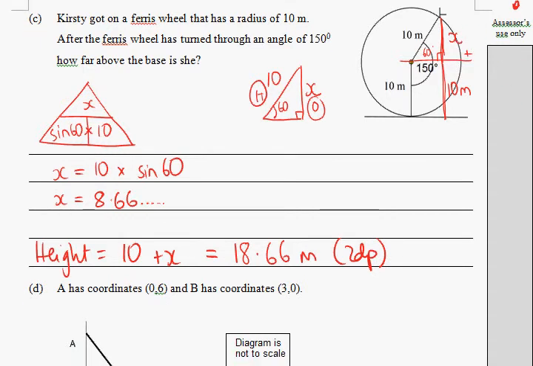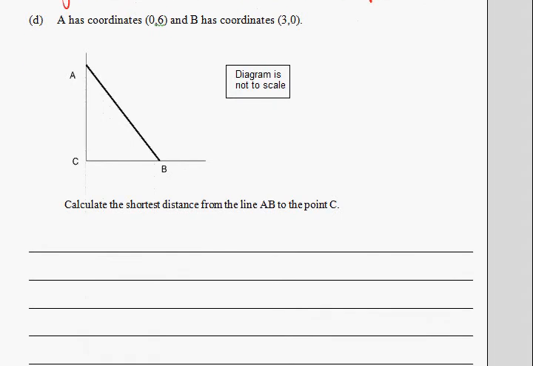Right, last part of this question, quite a hard one. Let's see what we can do with it. A has the coordinate 0, 6. B has coordinates 3, 0. I know about graphs and coordinates. That means that height is 6. This distance is 3. Perhaps it would be more helpful if we wrote the 6 and the 3 there. Calculate the shortest distance from the line AB to the point C.